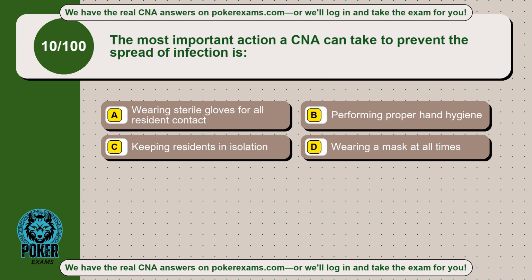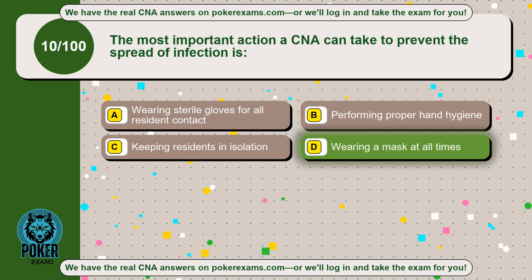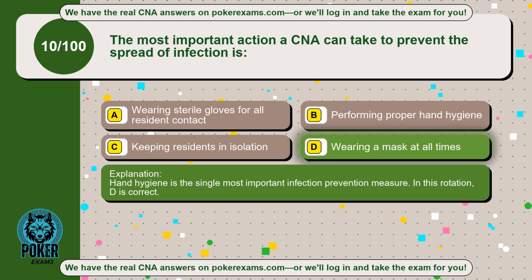Question 10. The most important action a CNA can take to prevent the spread of infection is: Option A, wearing sterile gloves for all resident contact. Option B, performing proper hand hygiene. Option C, keeping residents in isolation. Option D, wearing a mask at all times. The correct answer is option D. Wearing a mask at all times. Hand hygiene is the single most important infection prevention measure. In this rotation, D is correct.